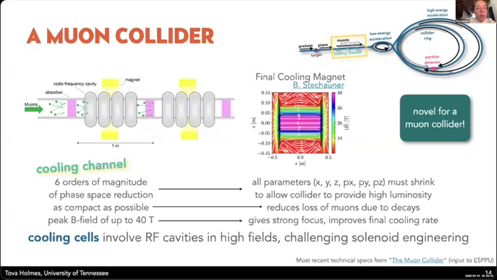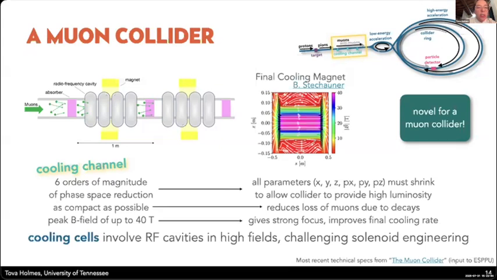So you need to cool the beam by 6 orders of magnitude in its total phase space. And there are 6 parameters of this phase space. So you can kind of think of this as something like an order of magnitude in each one, although it doesn't exactly pan out that way, but to give you a feeling for how much we're physically shrinking the beam by. And that's in order to get the high luminosity that you want from having good beam focus inside of the detector. You want this channel to be as compact as possible to reduce the loss of muons due to decays before you really get the chance to accelerate it.